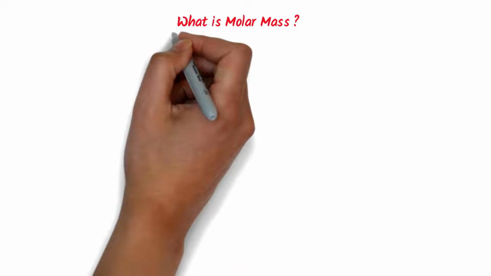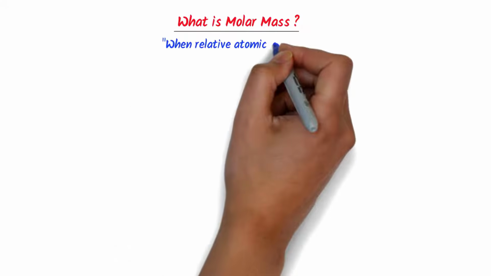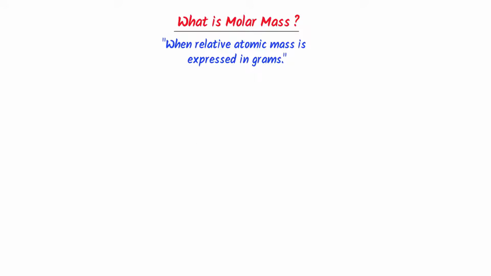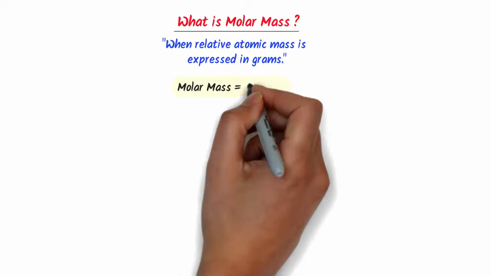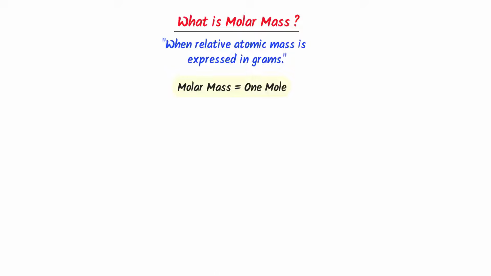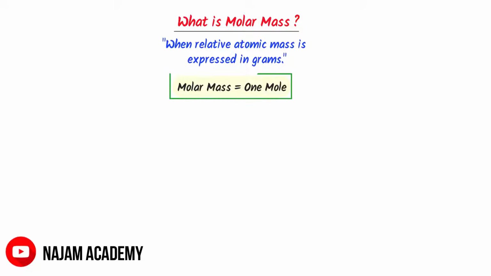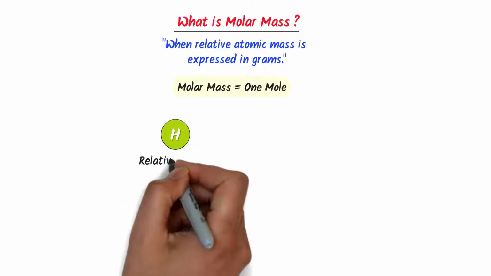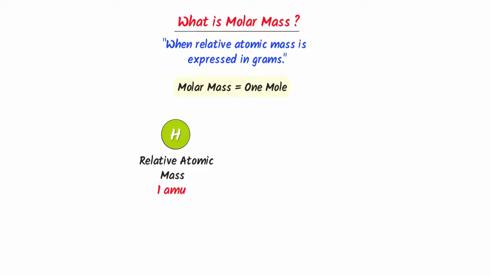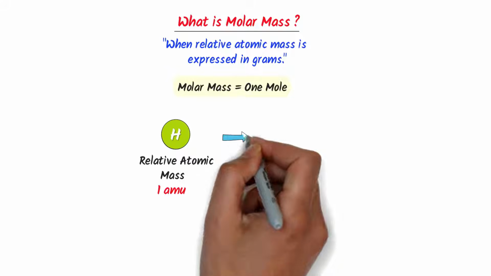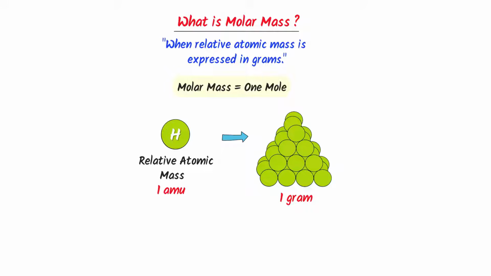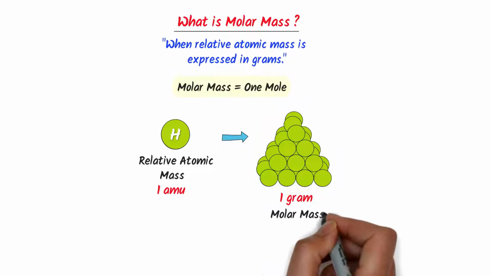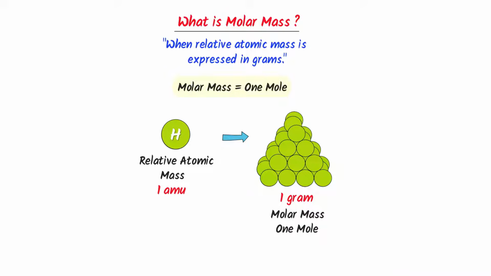Now what is molar mass? Well, when relative atomic mass is expressed in grams, it is called molar mass. Remember that molar mass is also known as 1 mole. Let me repeat it. Molar mass is also known as 1 mole. For example, the relative atomic mass of one hydrogen atom is 1 AMU. When I express it in grams, like 1 gram of hydrogen atoms, this 1 gram of hydrogen is called the molar mass of hydrogen or 1 mole of hydrogen.